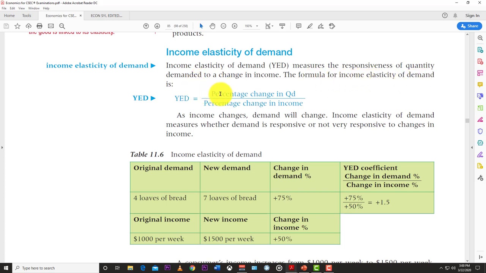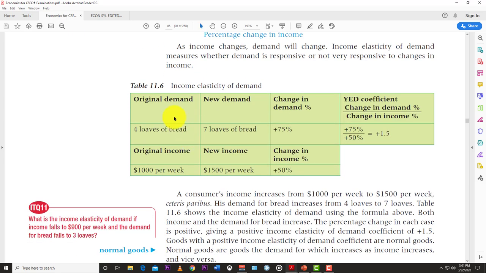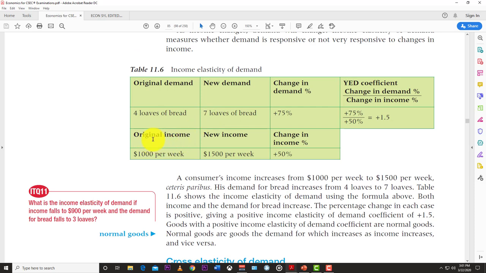The formula for income elasticity of demand is percentage change in quantity demanded over percentage change in income. As income changes, demand will change. Income elasticity of demand measures whether demand is very responsive to changes in income or not. Again, very similar. You have the original demand and original income. You're making $1,000 a week, and you demand 4 loaves. You're making $1,500 a week, and now you demand 7 loaves. What's the change? Again, it's the new minus the old, so it's 7 minus 4. That change is 3, and so it's 3 over the original 4, and you get 75.